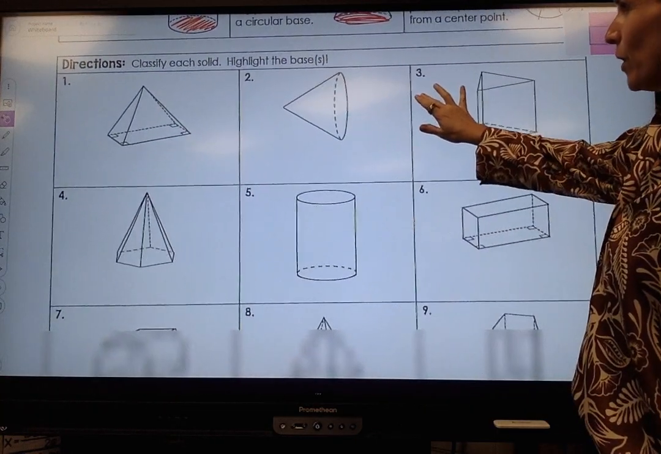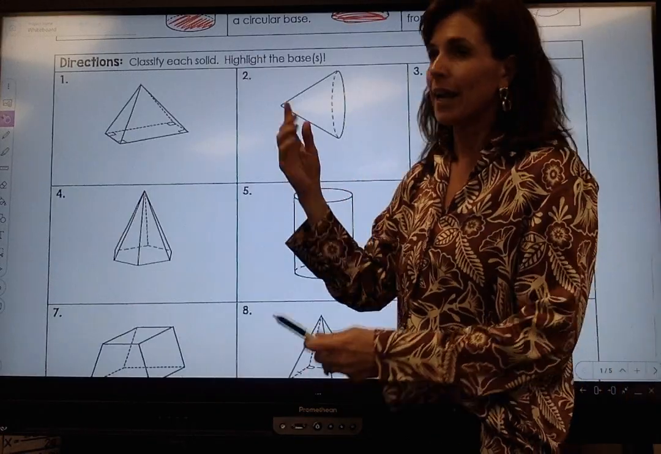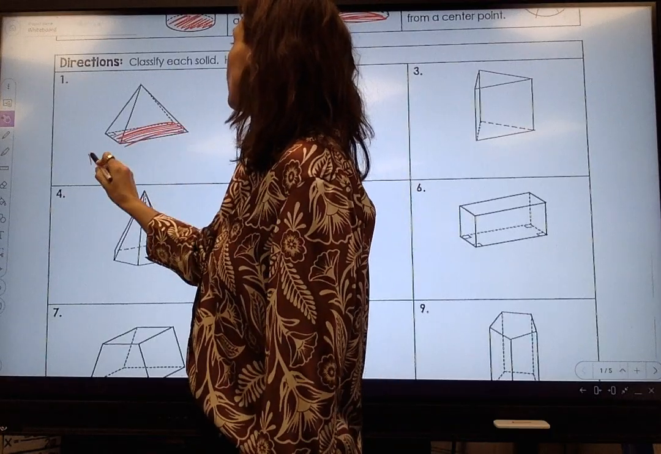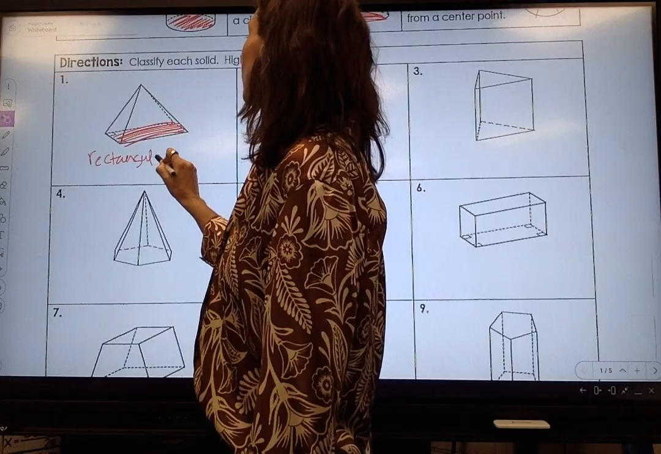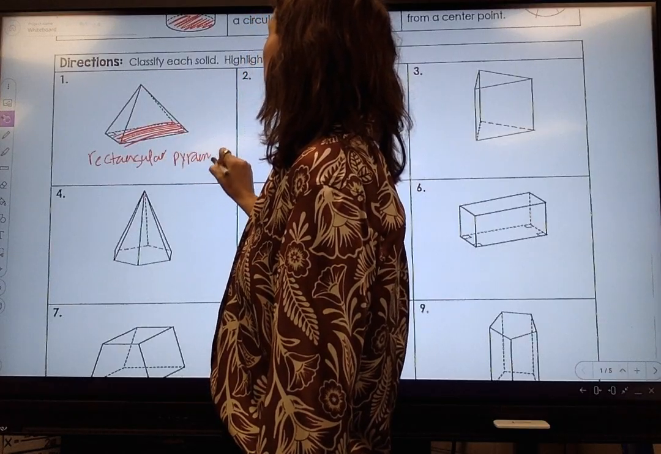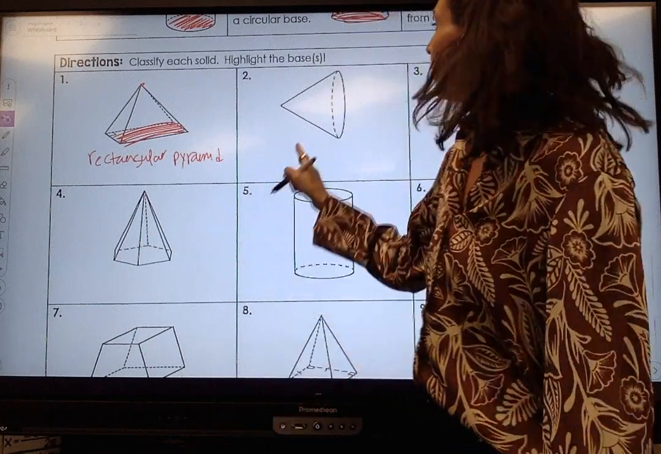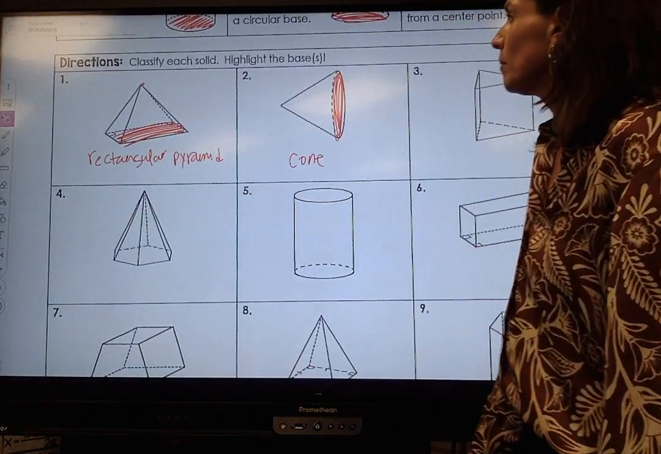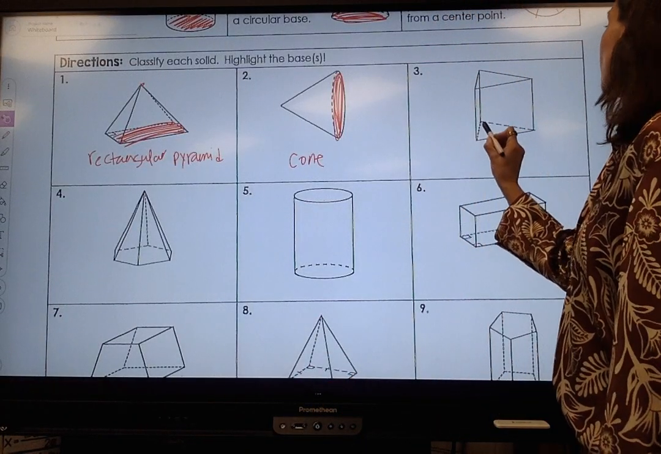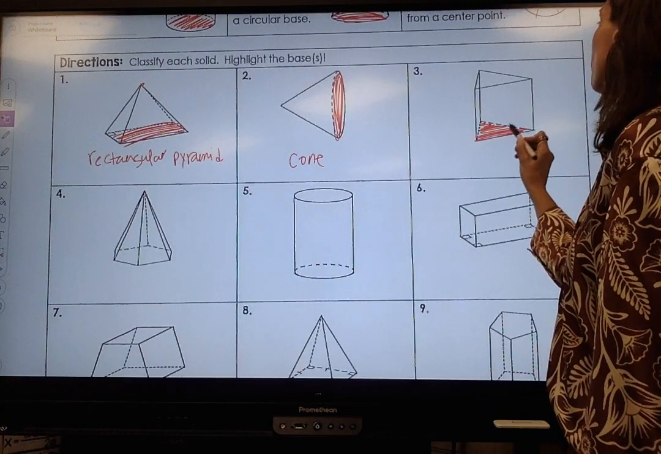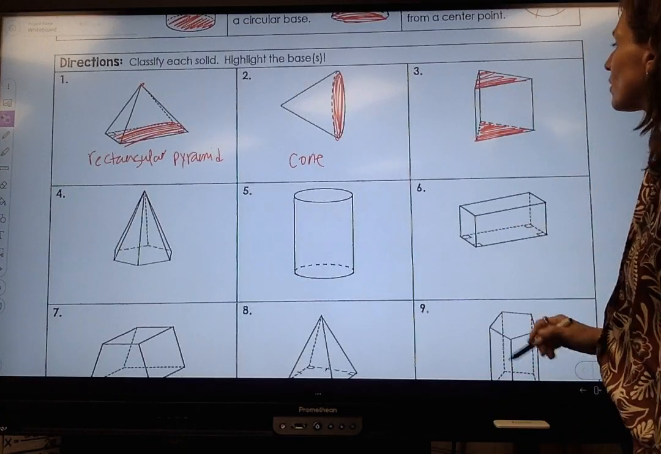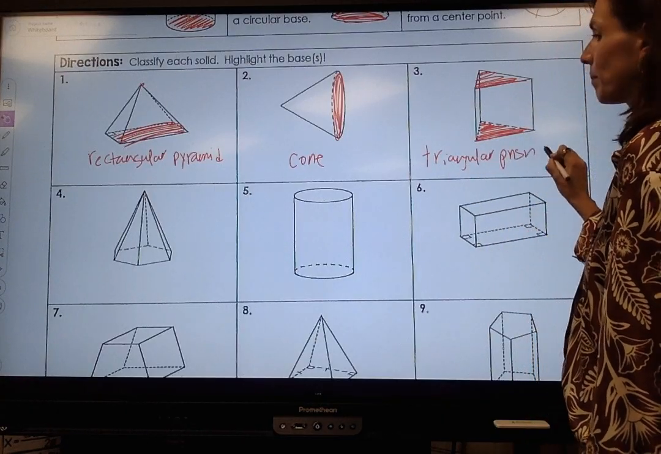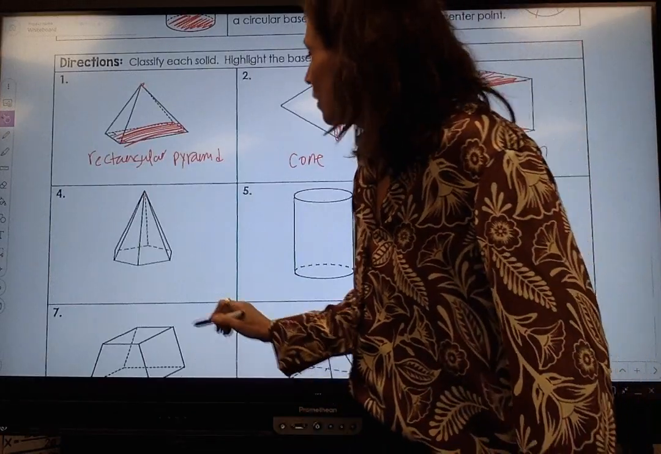All right, so when you're looking at these shapes, let's name them. And I want you to highlight the base. So here, my base is a rectangle. So this is a rectangular pyramid because it comes together at an apex or a point. This guy is a cone. You have a circle for the base, so it is a cone. Number 3, look at my base. The two shapes that are opposite and parallel to each other are triangles, so this is a triangular prism.